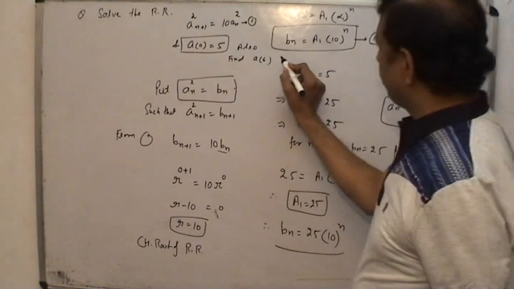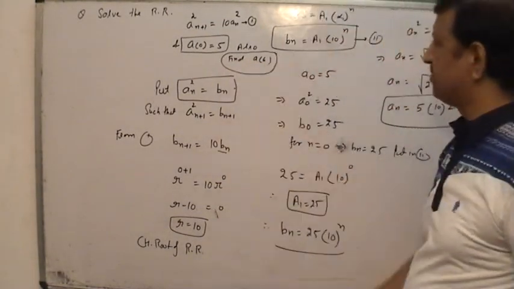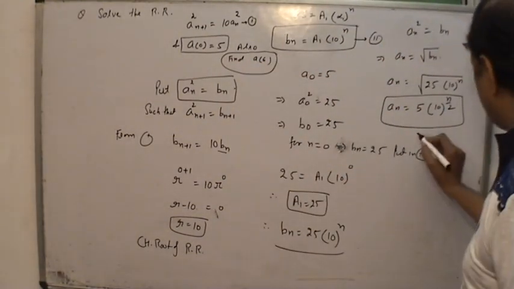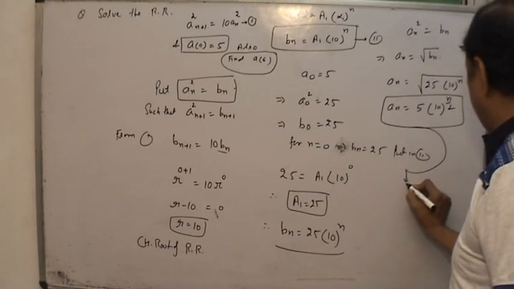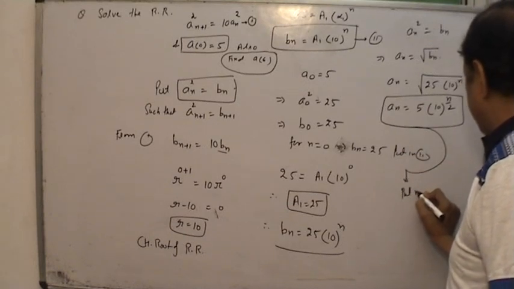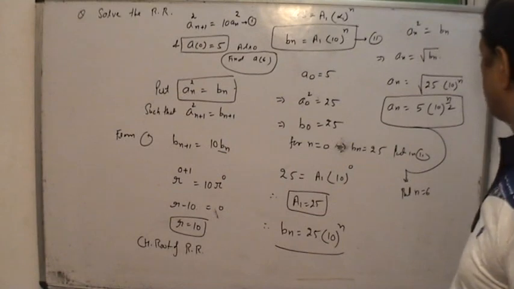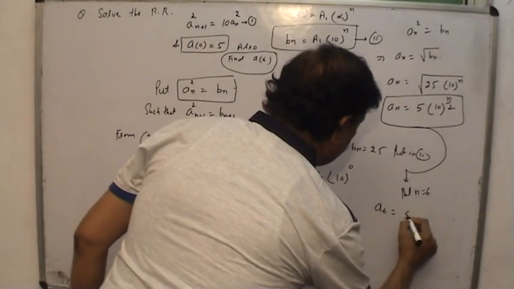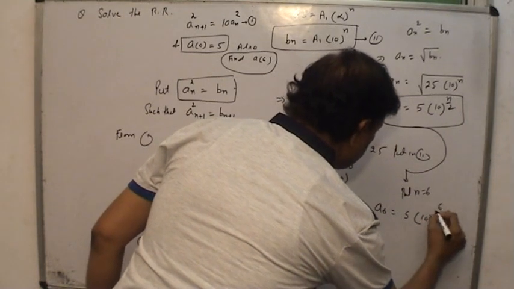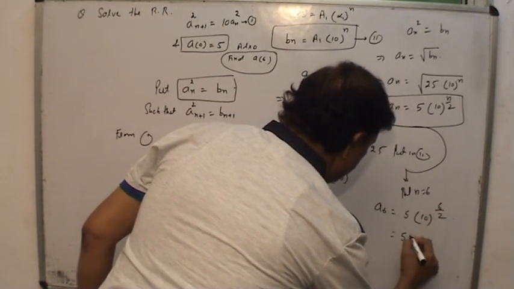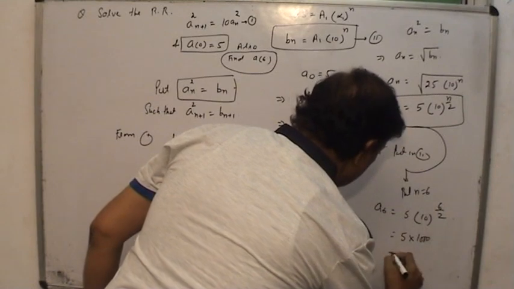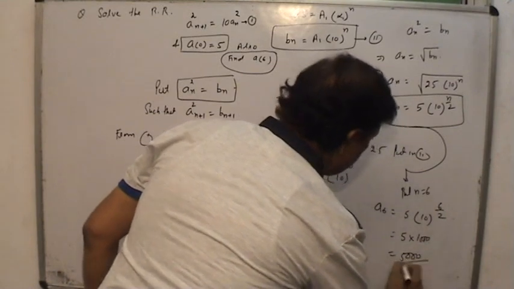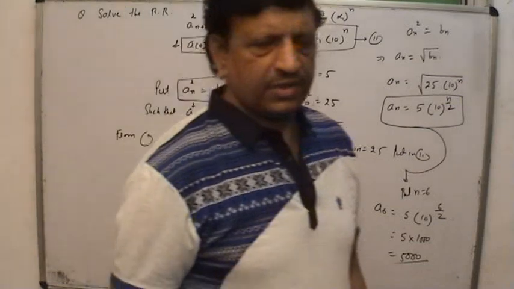Only one step is extra. Then it says, find a6. For a6, we put n is equal to 6. Then a6 is equal to 5 into 10 raised to the power 6 by 2. That is 5 into 1000, and that is equal to 5000. That's what we see here.